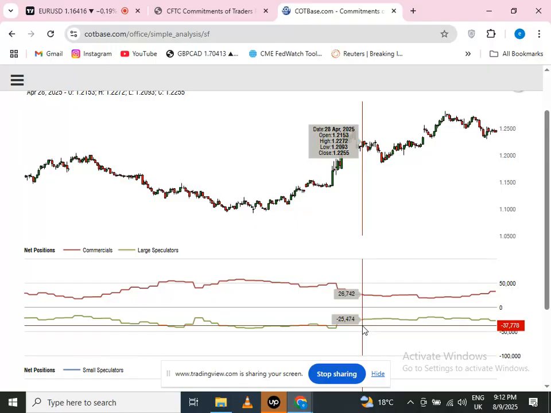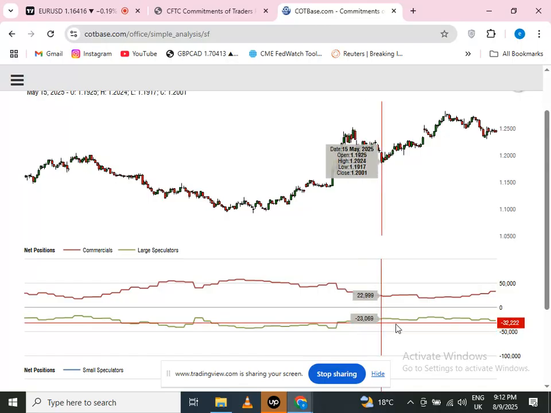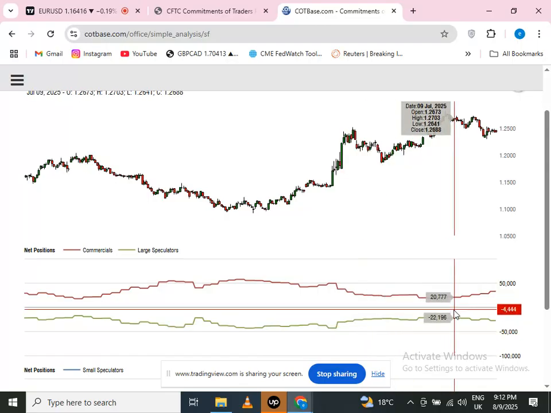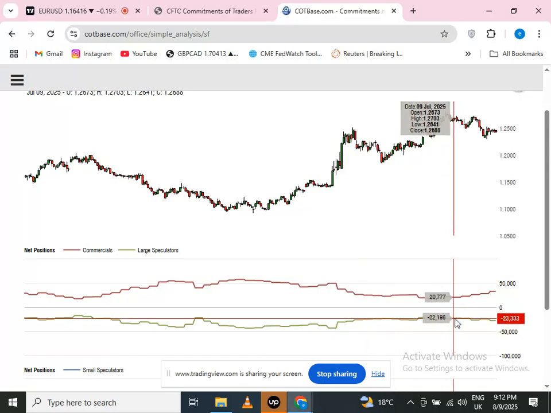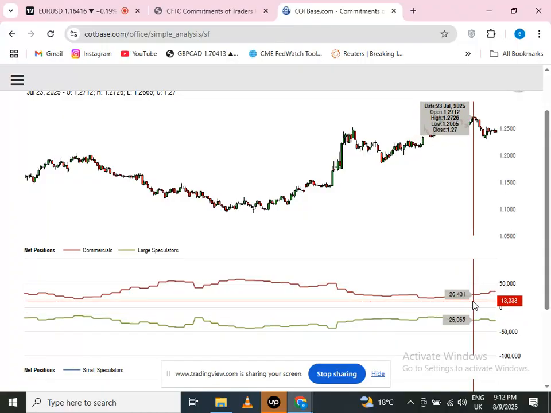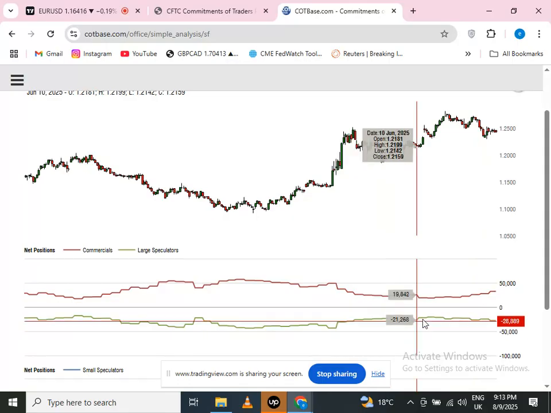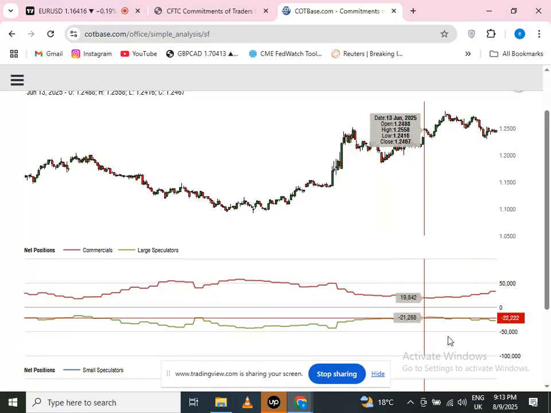Our main focus is the green line, the large speculators, because these are the big moves of the market. This zero line here means that when the green line is above zero, they are buying this currency. It means there's a lot of liquidity, a lot of cash, poured into this currency. By the current line, you see they are selling the Swiss franc.